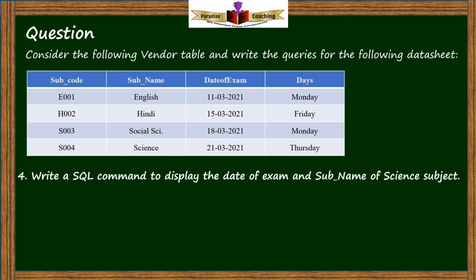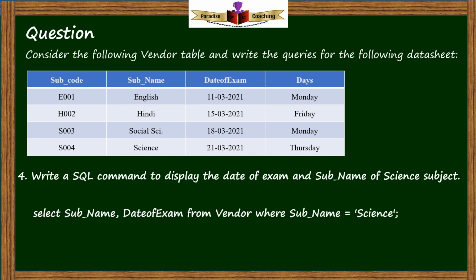Write a SQL command to display the date of exam and sub_name of science subject. The columns date of exam and subject name will come as select expression clause. The condition is that subject name should be science.